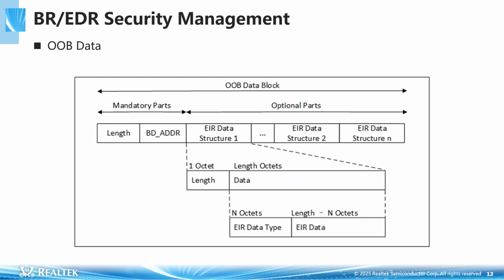The OOB association model is primarily designed for scenarios where an out-of-band mechanism is used to both discover the devices as well as to exchange or transfer cryptographic numbers used in the pairing process. The structure of the OOB data is shown in the diagram. The mandatory parts include length and address, while the optional parts include device type, simple pairing hash C, simple pairing randomizer R, and local device name, among others.